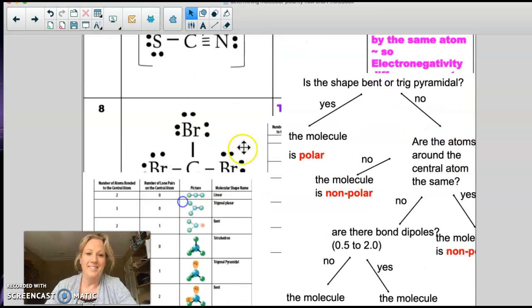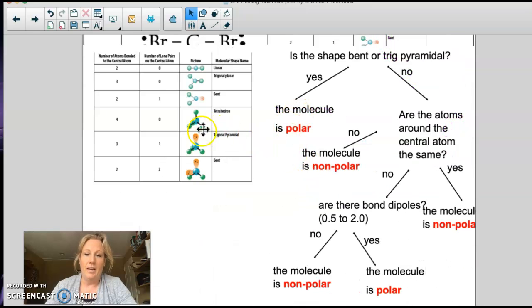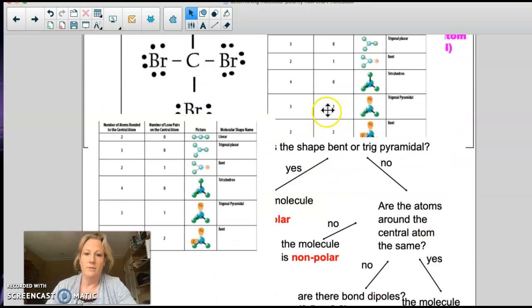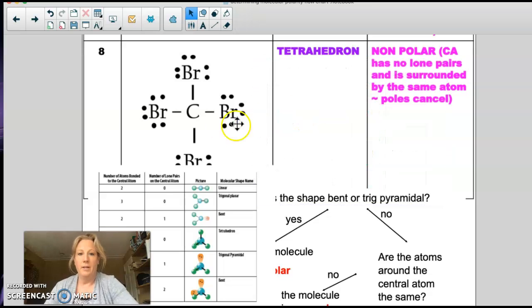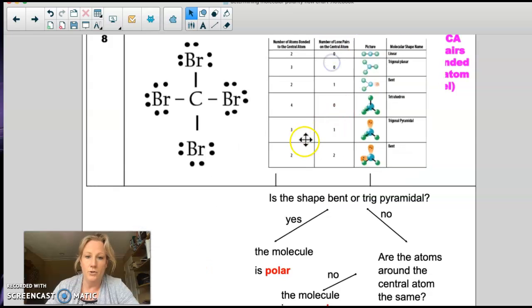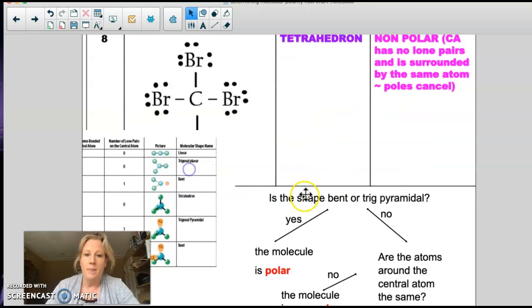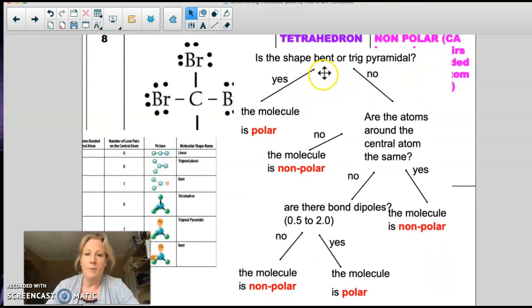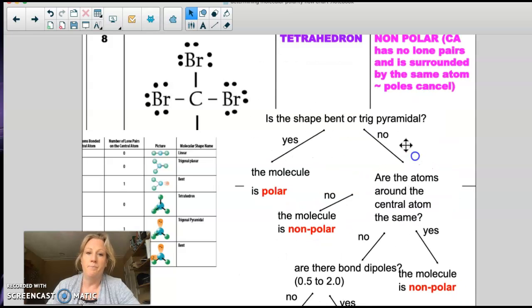And then let's do number 8. So 8, I've got too much stuff going on here, huh? So this one, we have 4 bonds, no lone pairs. And if I use my orange sheet, that tells me that it's a tetrahedron shape. Then I want to go through my head. I want to think, okay, well, it's not bent or trig pyramidal. Are the atoms around the central atom the same? Bromine, bromine, bromine, bromine. Yes. So then the molecule is going to be nonpolar.